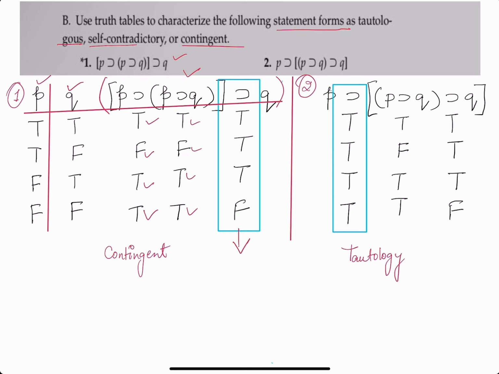So this is coming on your main operator. So this is contingent as we have true and false both. Now let's move to the next case.